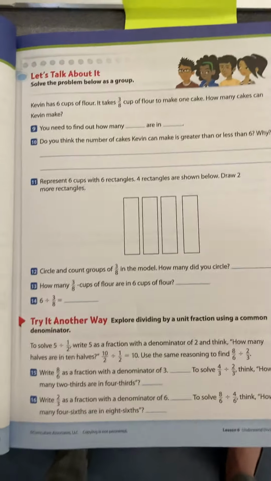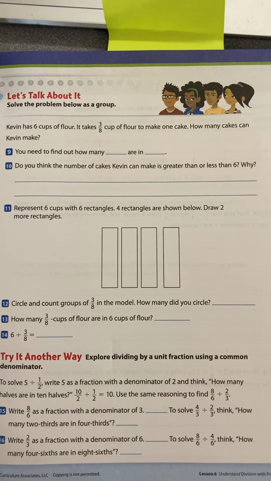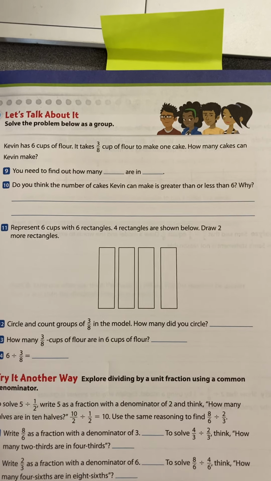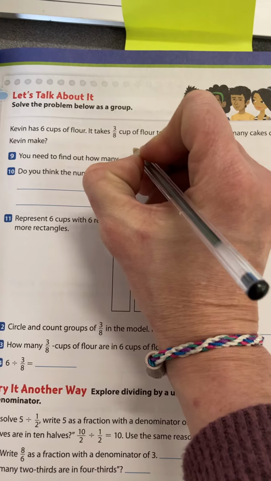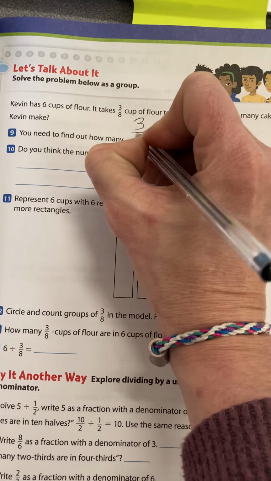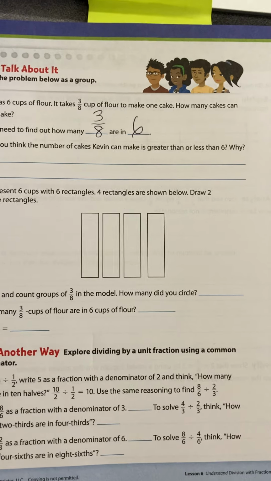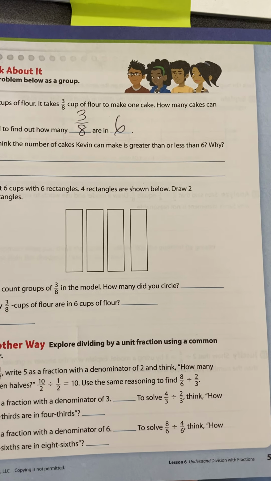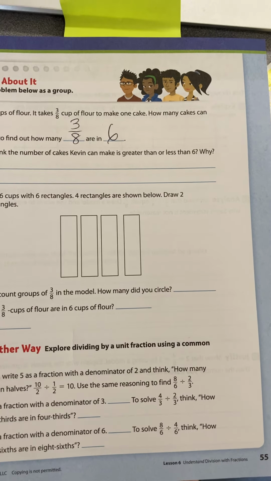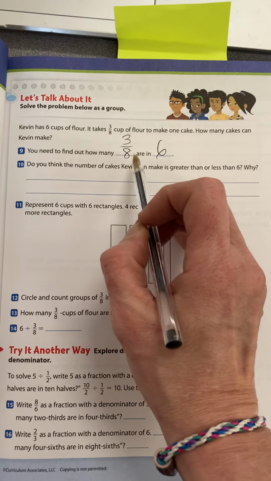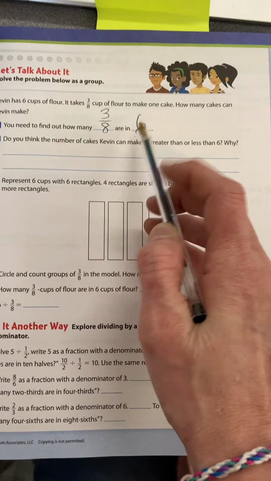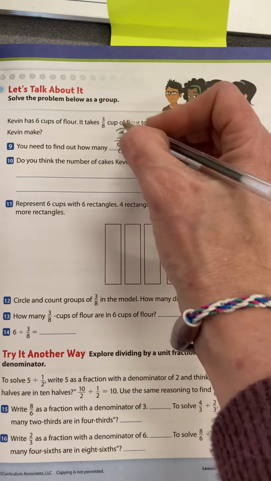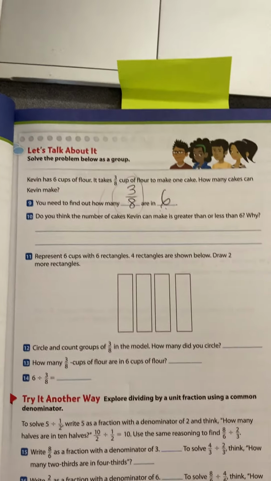Now we're on this other page. It says Kevin has 6 cups of flour. It takes 3/8 cup of flour to make 1 cake. How many cakes can Kevin make? You need to find out how many 3/8 are in 6. Do you think the number of cakes Kevin can make is greater than or less than 6? So, do you think that there's going to be at least one of these that goes into 1 cake? Yes. You know your number is going to be higher than 6 because there's going to be more than 6 3/8 that fit into 6 if 6 is less than 1.